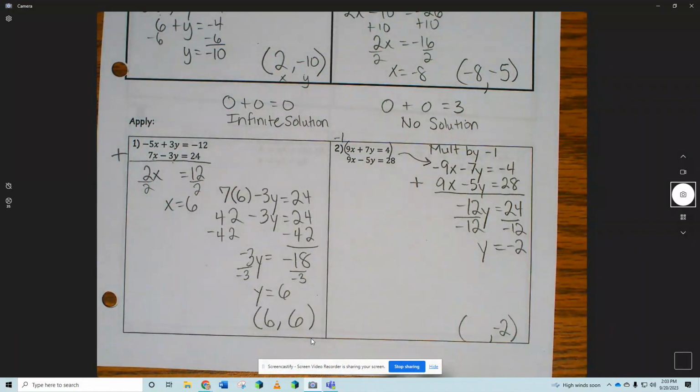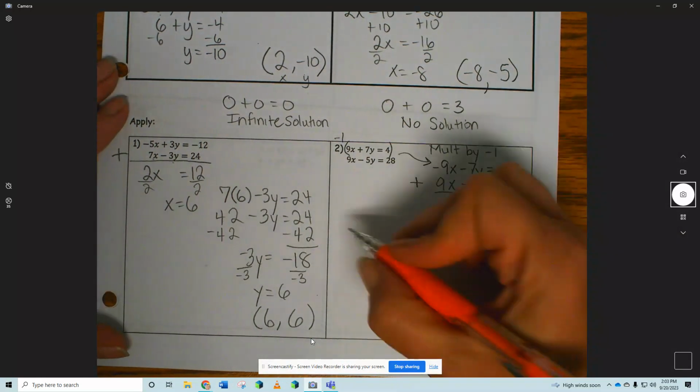Plug in x. 9. The top equation's easier.